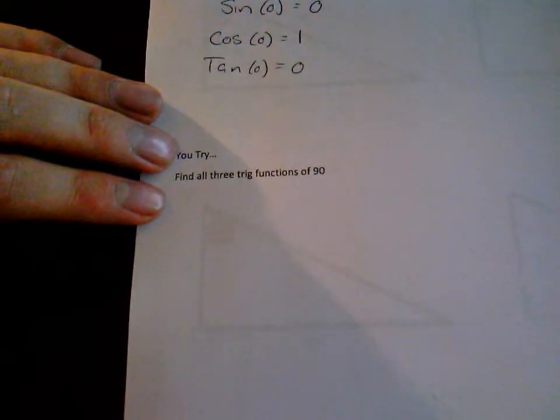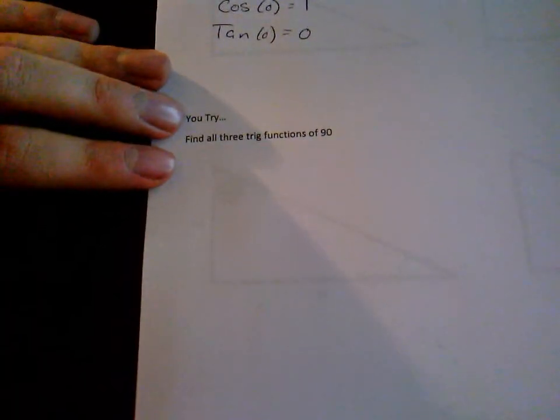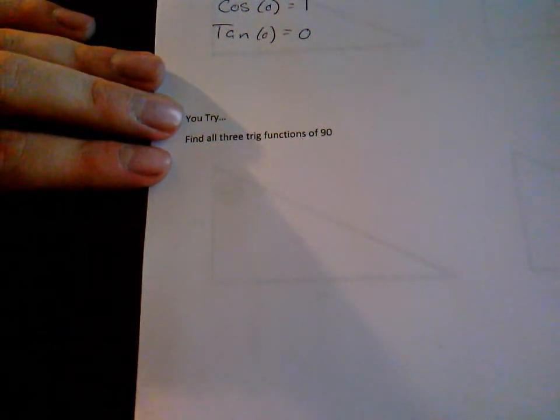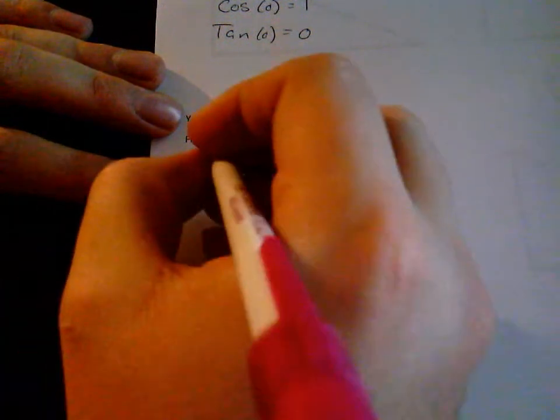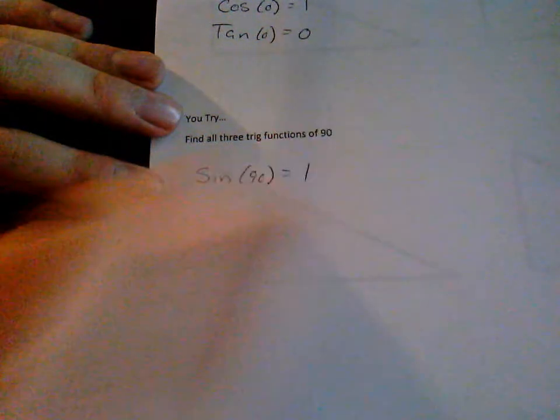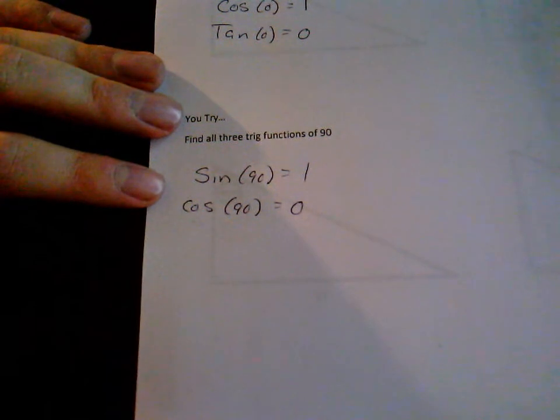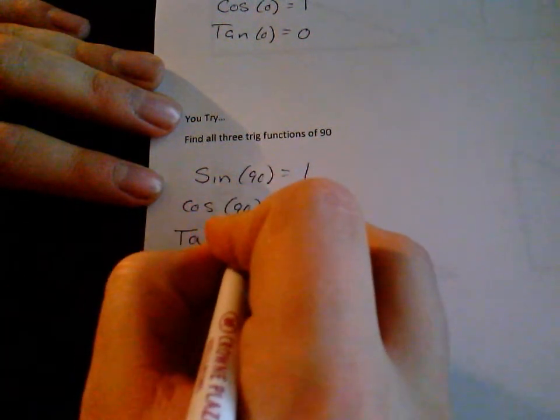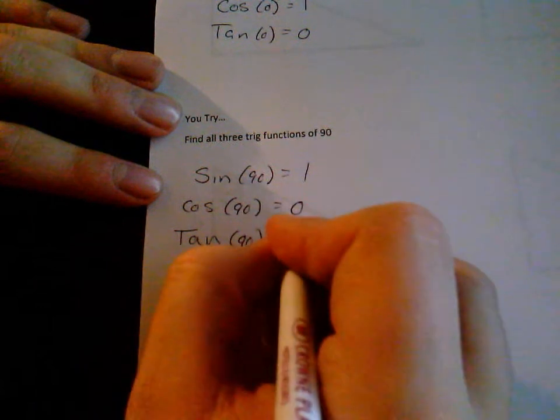Now I want you guys to try 90. I'm just going to let you know right now there's going to be one that says error. That's okay. Just put undefined. Okay? So, this is what I mean. Sine of 90 should give you 1. Cosine of 90 should give you 0. And finally, tangent of 90 should give you undefined.